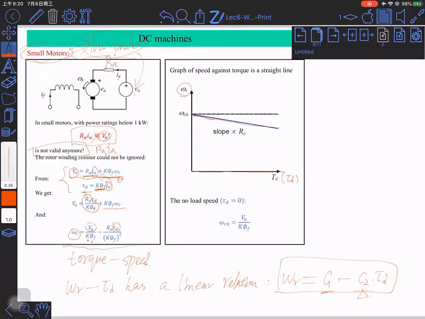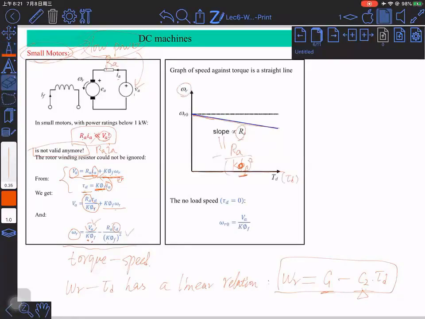And the absolute value of this slope is proportional to RA, because this slope is just equivalent to minus RA divided by K flux squared. So if you change RA, you change this slope. You have another way of changing the slope, that is to change the field current, and eventually you change the field flux. But once you change the field flux, you're not only changing this term, but also this term. So it's a little bit more complicated.